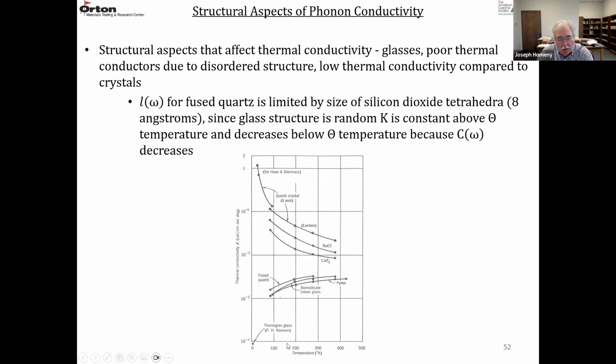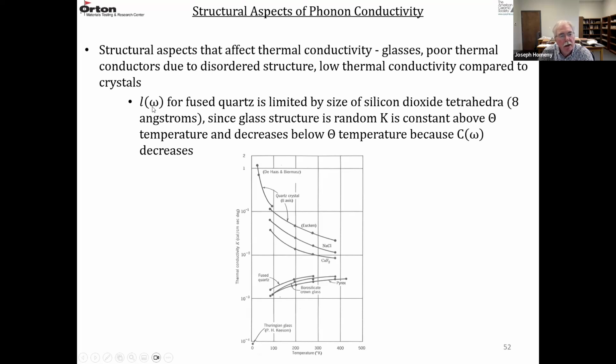So this is thermal conductivity versus temperature. And the top curve here is for quartz. And then if you take that quartz and you make fused quartz, the fused silica, the amorphous material, you can see the drop in the thermal conductivity from quartz to the glassy version, fused quartz.